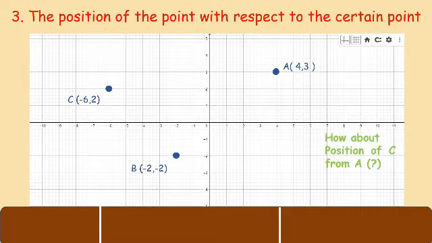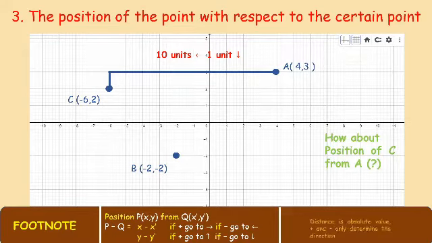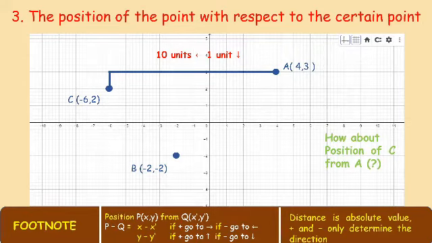So, how about the position of point C from point A? The position of point C from point A is 10 units to the left and 1 unit down. What can you conclude, Kurnia? If we have 2 points, for example, P(x,y) and Q(x',y'), it seems for quick calculation without drawing, we can reduce the P terms by the Q terms. So, x' and y'.